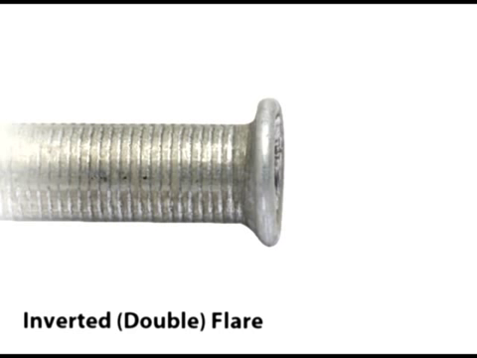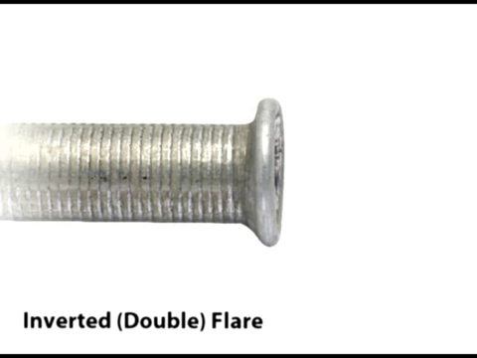The single flare is used in building construction for water systems, gas piping, and heating oil. The single flare in automotive applications is good for low pressure only, such as in fuel systems, transmission cooling systems, and oil cooling systems. Second is the double or inverted type of flare.